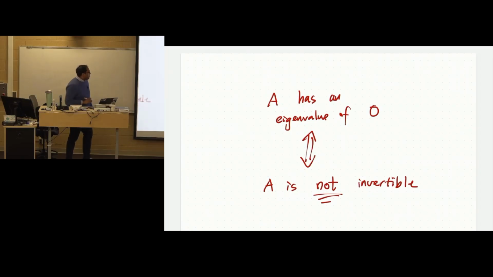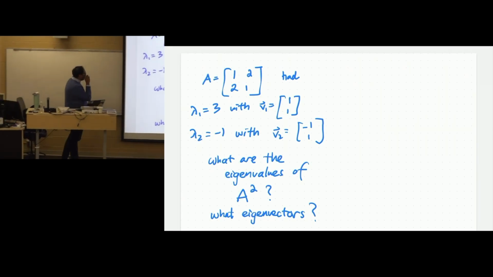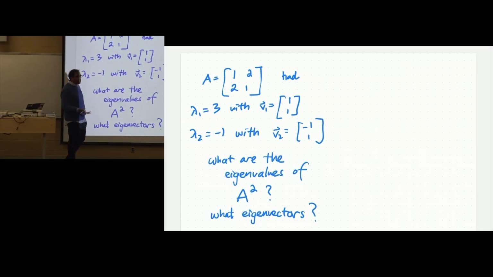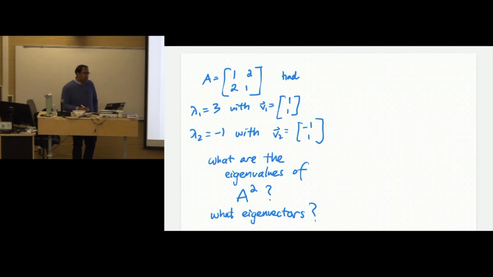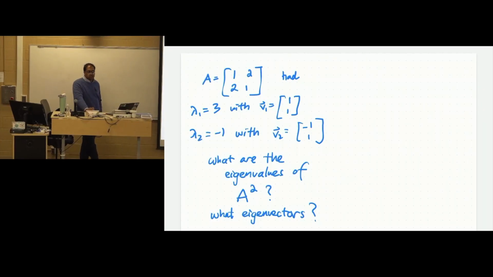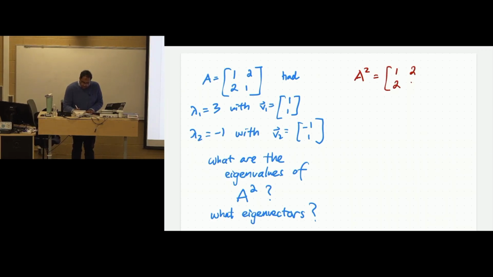Good. What about this other example, where I start with A from before, and we knew its eigenvalues and vectors. What are the eigenvalues of A squared? What are the eigenvectors of A squared? Any guesses? Well, one way to approach this is to just calculate what A squared is. It'd be [1, 2; 2, 1] multiplied by [1, 2; 2, 1]. What does this give me? In the top left, it's going to give me 1 times 1 plus 2 times 2, which is 5. Bottom left, it's going to give me 2 plus 2, which is 4. Top right, 2 plus 2, which is 4. Bottom right, 4 plus 1, which is 5.